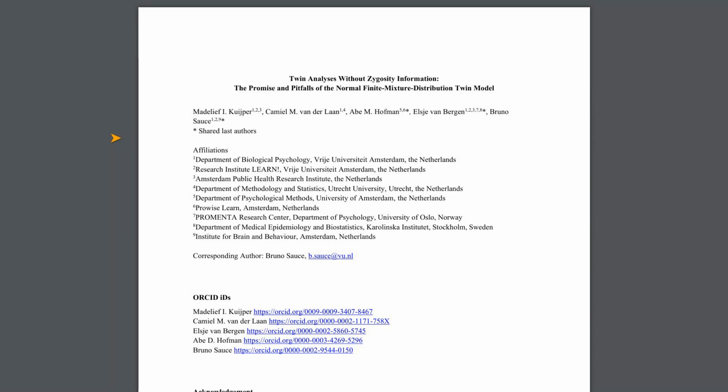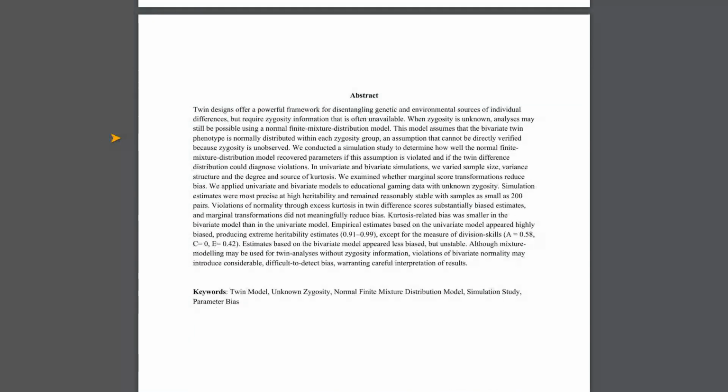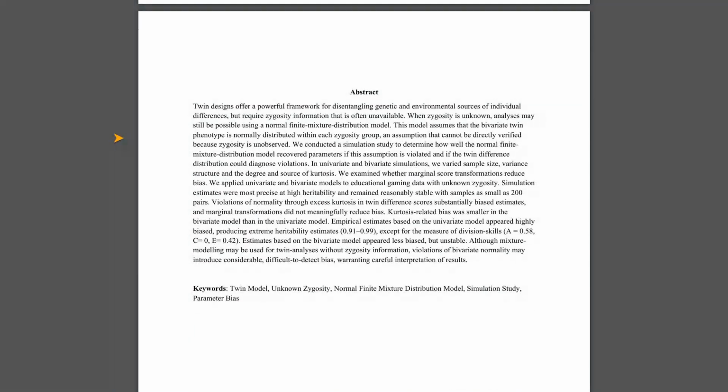This model has a big assumption. It assumes that within each group, the identical twins and the fraternal twins, their traits are spread out normally. You know, that bell curve shape. The tricky part is, since you don't know if they're identical or fraternal, you can't actually check if this assumption is true for each group. You can only see the combined group.